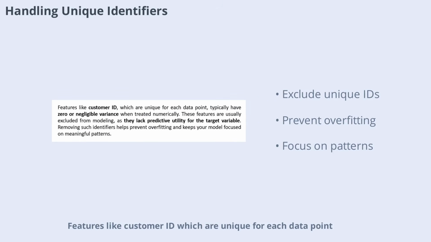Features like customer ID, which are unique for each data point, typically have zero or negligible variance when treated numerically. These features are usually excluded from modeling, as they lack predictive utility for the target variable. Removing such identifiers helps prevent overfitting and keeps your model focused on meaningful patterns.